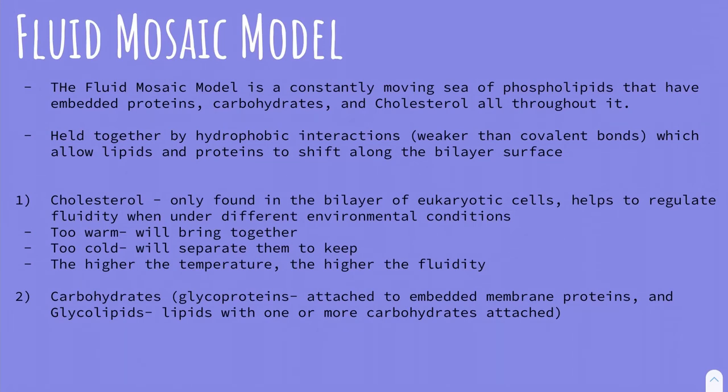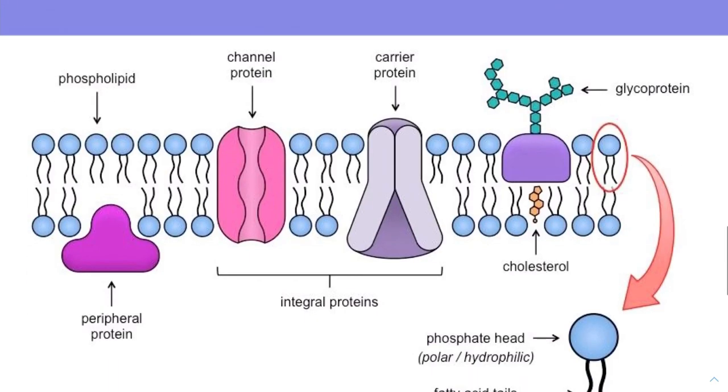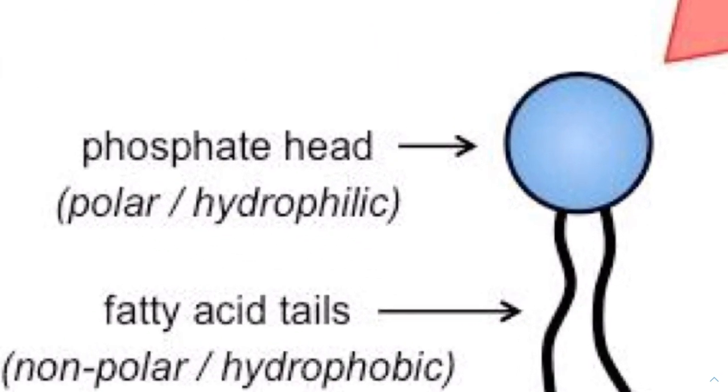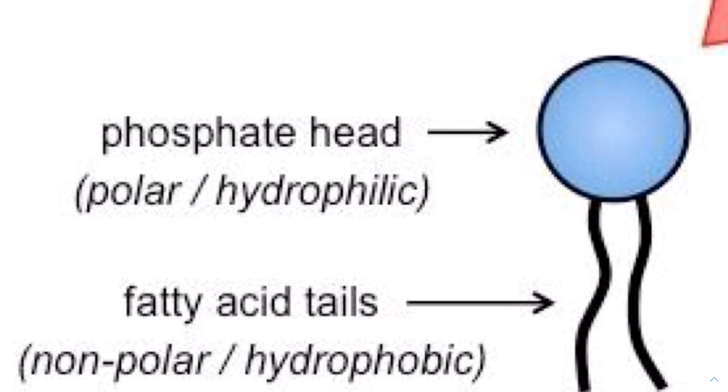Finally, we have carbohydrates, which can come in the form of glycoproteins, which are attached to embedded membrane proteins, or glycolipids, which are lipids with one or more carbohydrates attached to them. Here's a more detailed look at the phospholipid bilayer, as well as a diagram of what a phospholipid looks like.